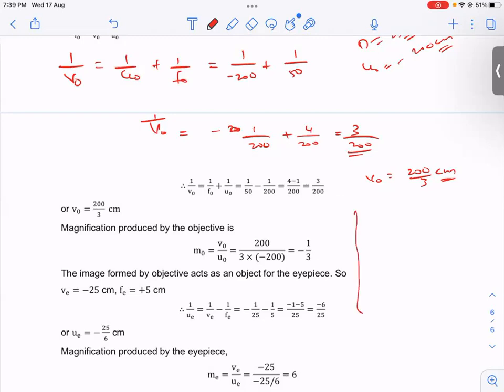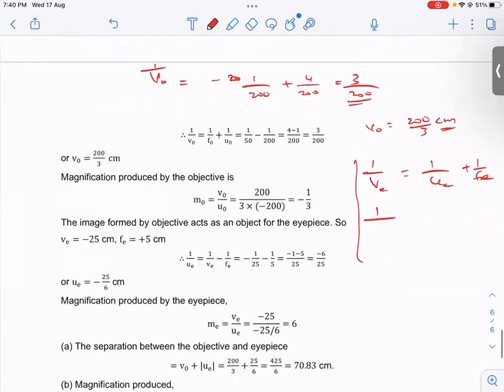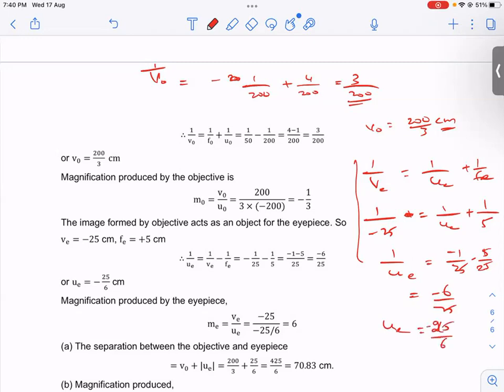Similarly, applying the lens formula 1/v_e = 1/u_e + 1/f_e for the eyepiece, I'll have 1/v_e as minus 25 equals 1/u_e, which is what we need to find, plus 1/f_e. f_e is 5. So 1/u_e will be equal to minus 1/25 minus 1/5. So this will be (minus 1 minus 5) divided by 25, that is minus 6 by 25. So u_e will be equal to 25 divided by 6 with a negative sign.